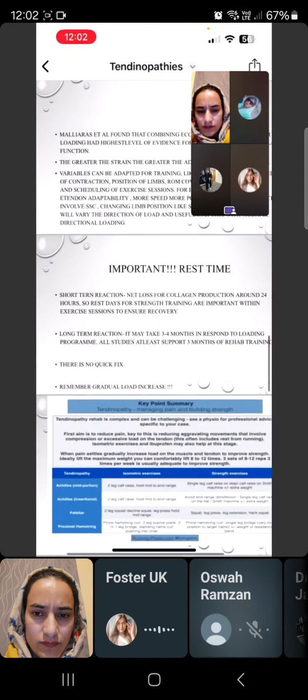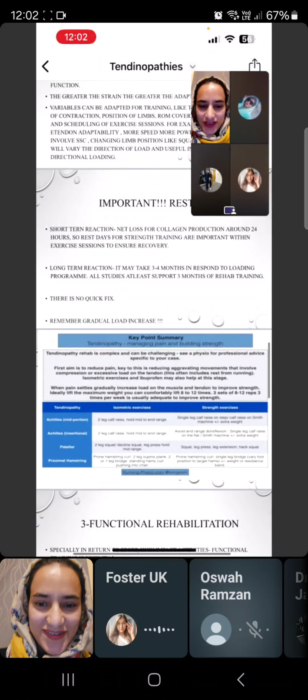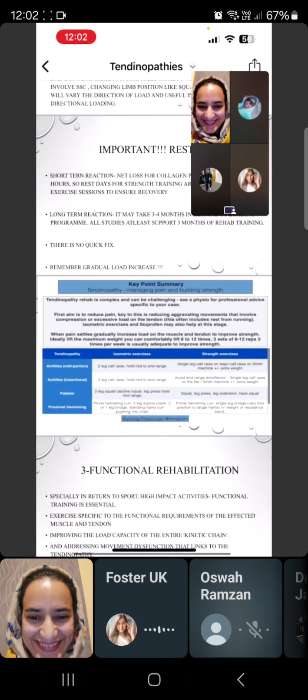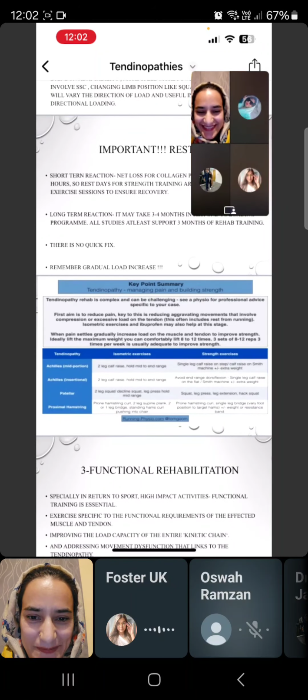Any questions so far? The next is just functional. Okay, guys. Yes, no, so far it's good. I've added a little table that is pretty much the same as what we have discussed. It just gives you different exercises.